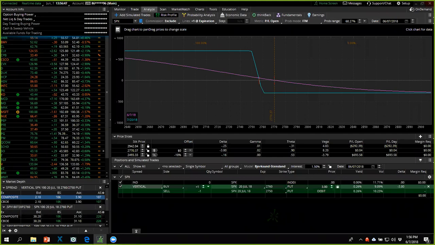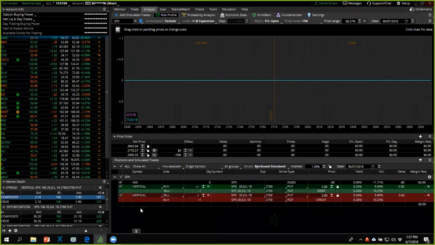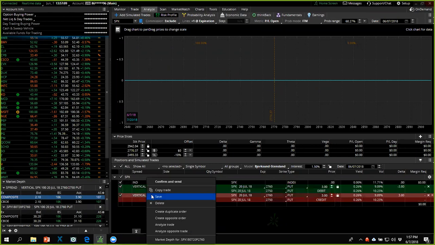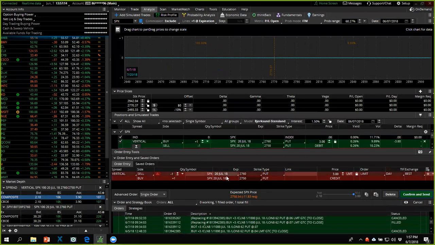is create a couple of orders and have them be one cancels the other. So first of all, to close this out for profit, I'm going to say analyze opposite trade, and I'm going to create my first order from here, and I'll just say create duplicate order. Now I come in here and I say, well, we're going to sell this thing for $4 credit.